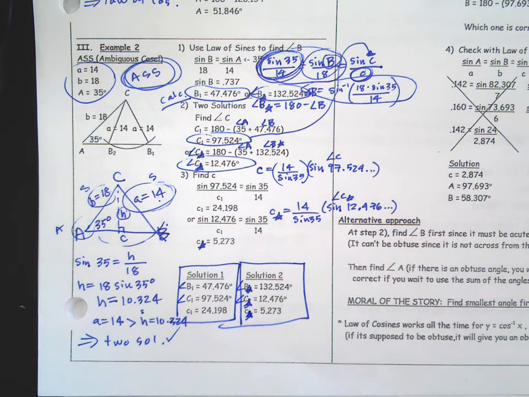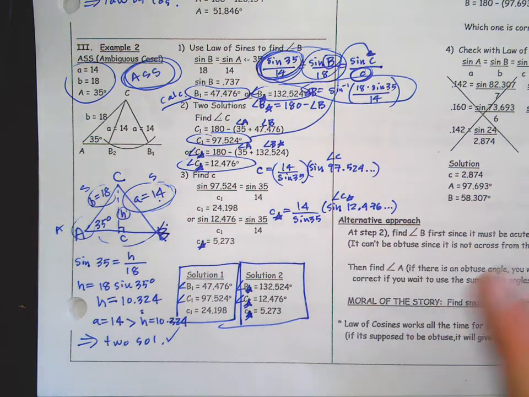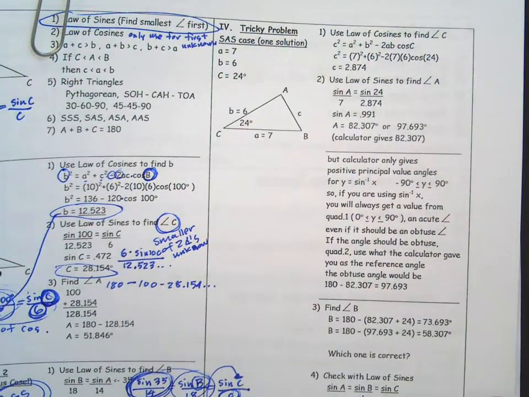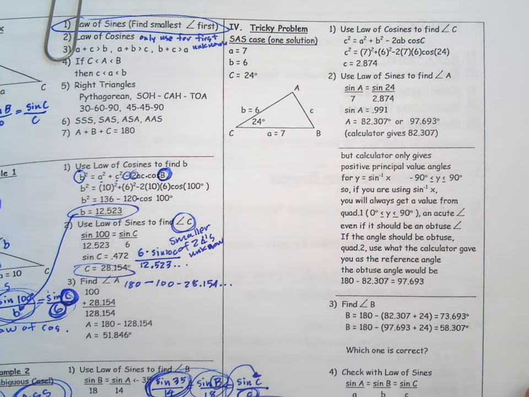Okay, so that's how we do it. All right. Now here's a tricky one, and I'm saying it's tricky because your calculator can give you the wrong answer. Okay.